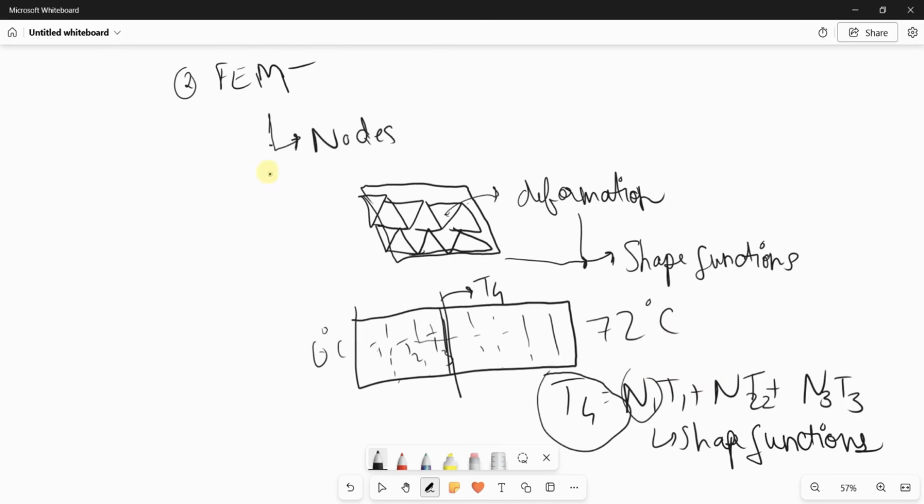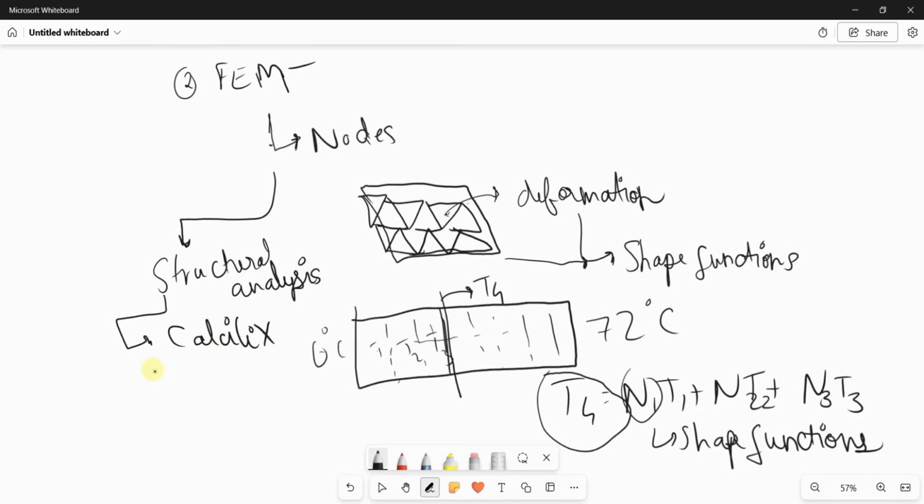FEM is mostly used in structural analysis. So if you have your Calculix and you have your Abaqus, these softwares are used by Dassault Systems. Both of these softwares use FEM because they are more into structural analysis than CFD. So this is all about FEM.